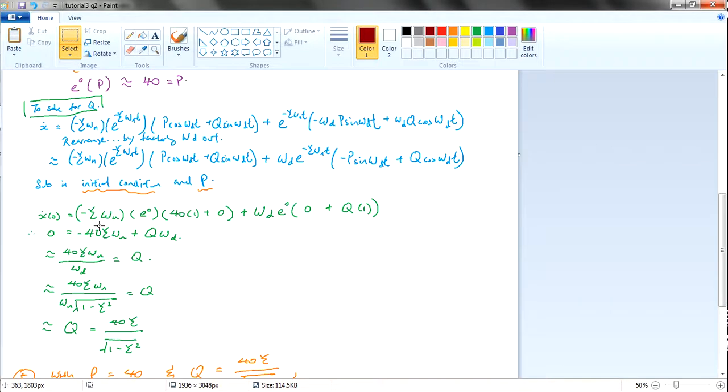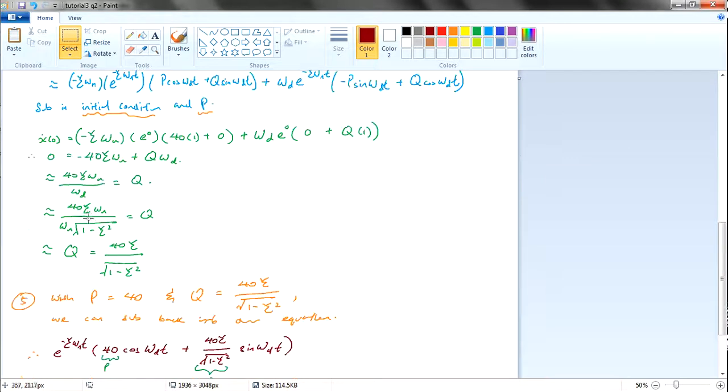When you sub in to this equation, let's compare. So this portion stays the same, because there is no other stuff. However, when time is 0, this whole thing becomes 0, so it's e0. And then P is 40, cosine 0 is 1, so that's 40 times 1 plus 0, and so on and so forth. And then you rearrange, you get Q is equal to this thing.